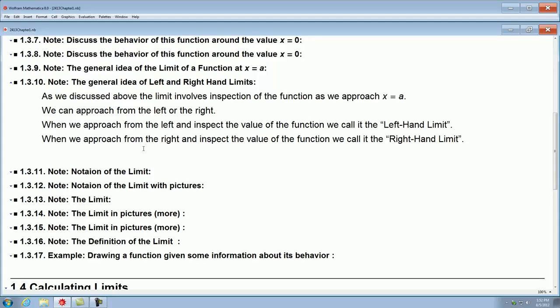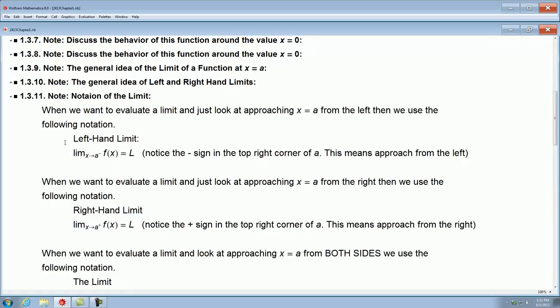All right, the general idea of the left and right hand limits. As we discussed above, the limit involves inspection of the function as we approach some value of x. We can approach it from the left or the right. When we approach from the left, we call it the left-hand limit, or the left-handed limit, or the limit from the left. There's a couple of different ways you can say it, but I'm going to say the left-hand limit. When we approach the value of x equals a from the right and inspect it, we call it the right-hand limit.